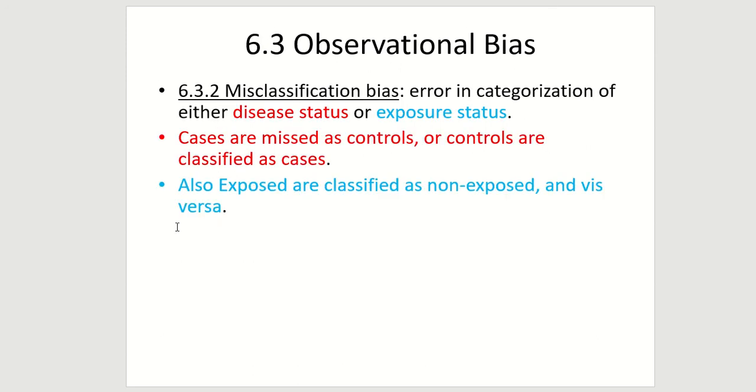The other example of observational bias is misclassification. Misclassification, as I've mentioned before, is when you make an error with regard to disease status or exposure status. And it can happen either differentially or non-differentially.